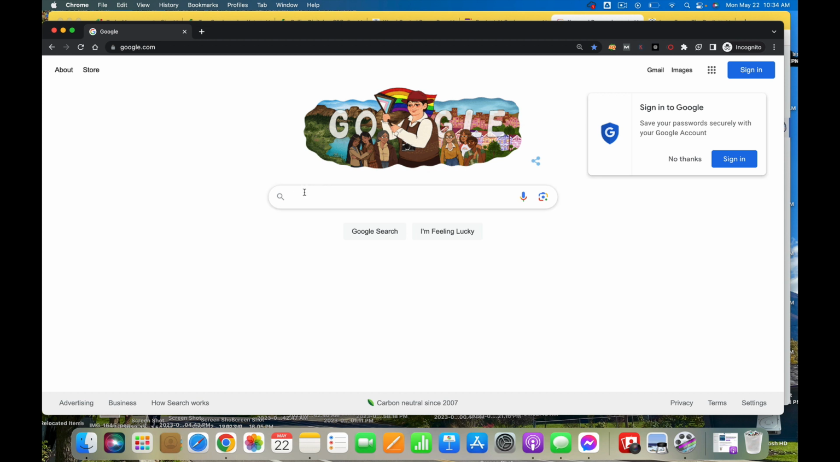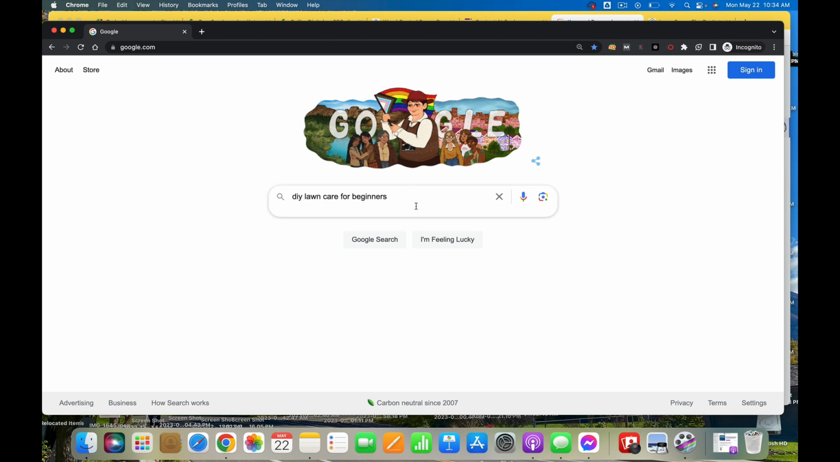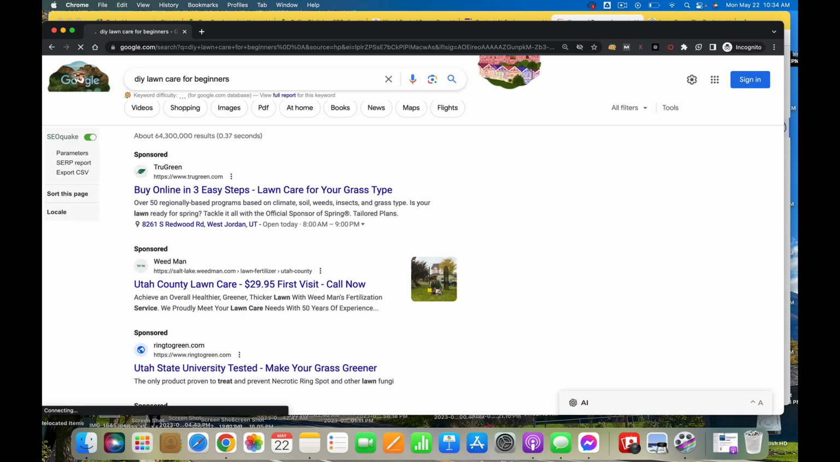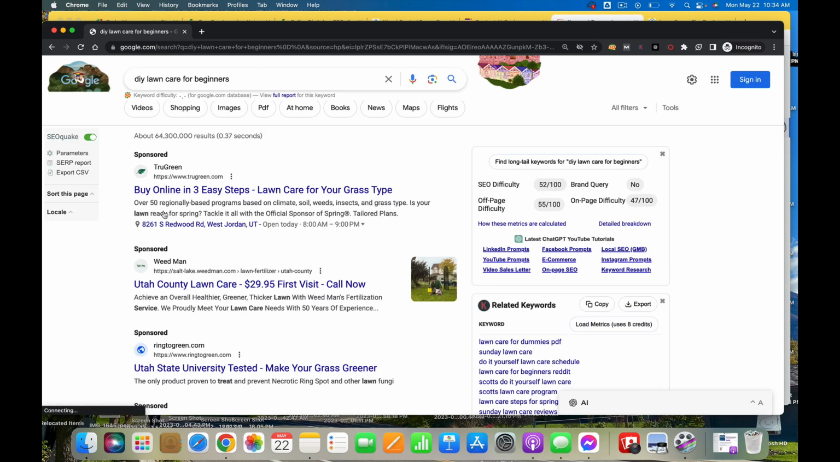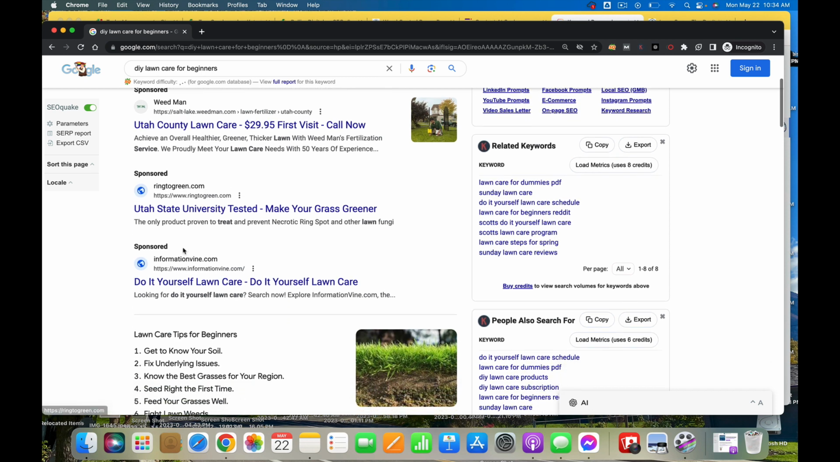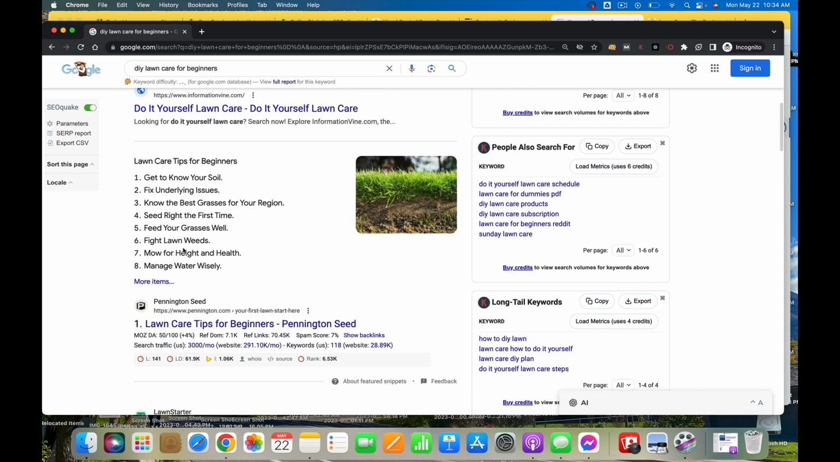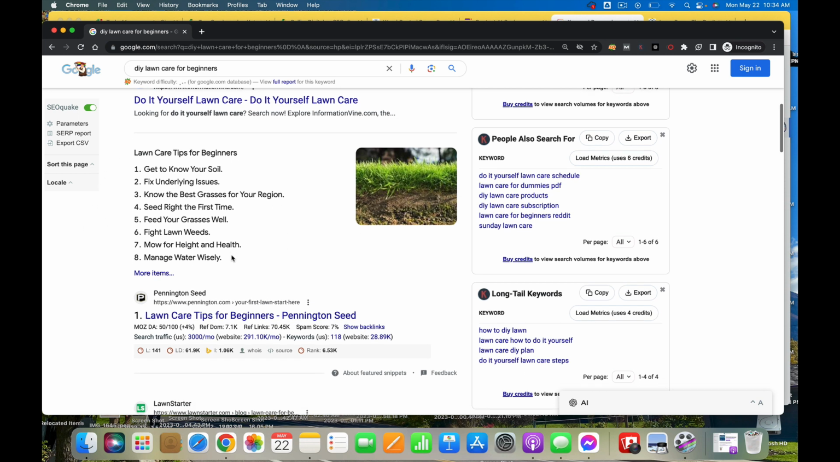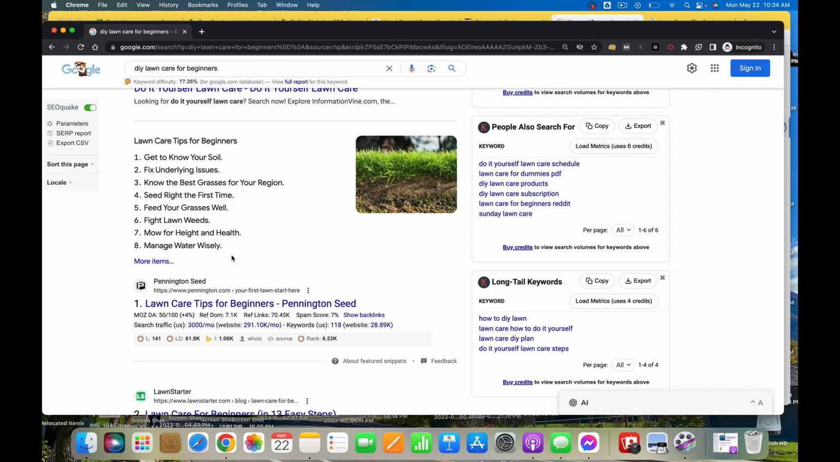And then we're going to type this in to see what the competition is. So we're going to disregard the sponsored because those are paid ads. And then we're going to look at, oh, Pennington Seed, they have this rich snippet. Now, eventually this will go away, but we're not going to worry about that now with the new AI that Google is coming out with.